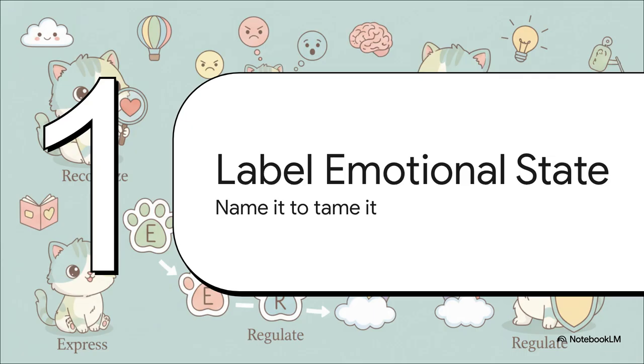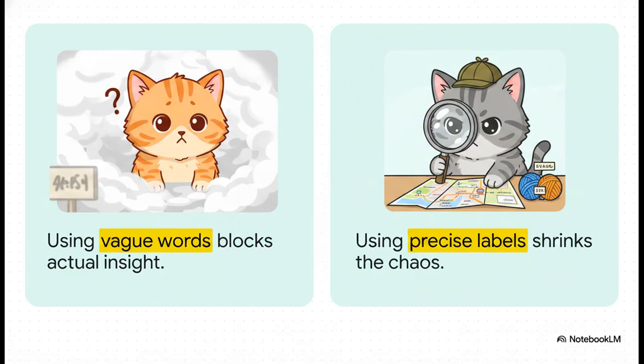Which brings us to Section 3, label your emotional state. Name it to tame it. This is the L in RULER. Look at the difference here between vague and precise feelings. If you constantly just tell yourself you feel upset, that vague word kind of blocks actual insight. But if you dig a little deeper and label it as, say, dismissed, suddenly you know exactly what you're dealing with. Naming your emotions accurately literally shrinks the chaos in your brain down to a manageable size. Using a rich, specific vocabulary bridges that crucial gap between just experiencing a feeling and actually understanding it.